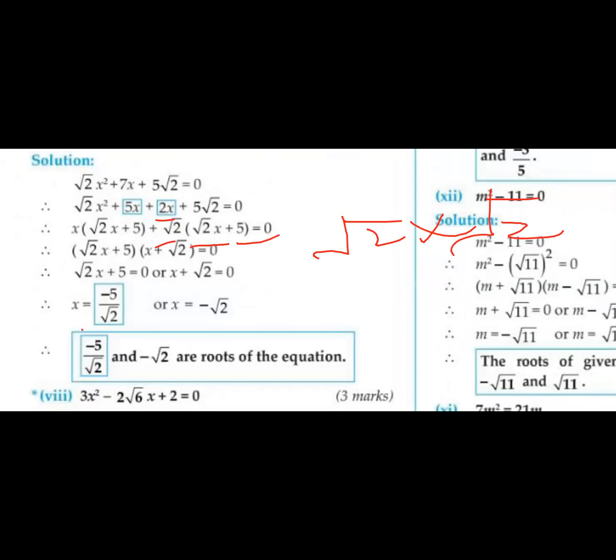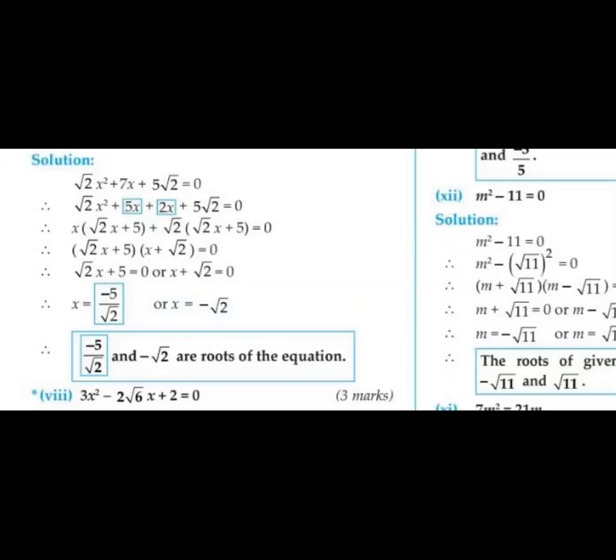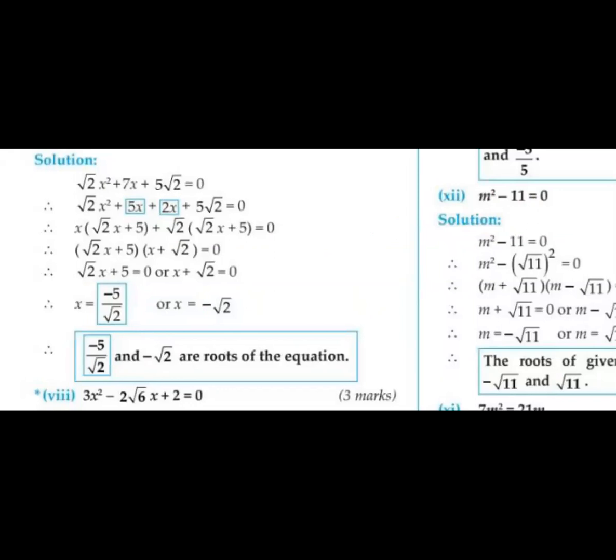So x equals minus 5 by root 2. Plus will become minus and then root 2 will go to division here. Now x plus root 2 equals 0, so x equals minus root 2. Your answers are minus 5 by root 2 and minus root 2. This much is the answer. Okay. So I give you some time. If you have some doubt, please ask me. In this question, if you have some doubt, you can ask again.